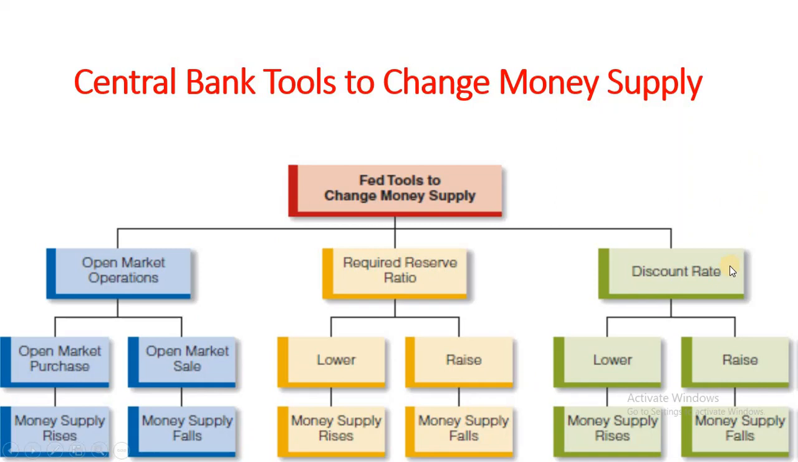Finally, discount rate. Lower discount rate helps to increase money supply. On the other hand, higher discount rate helps to decrease money supply.